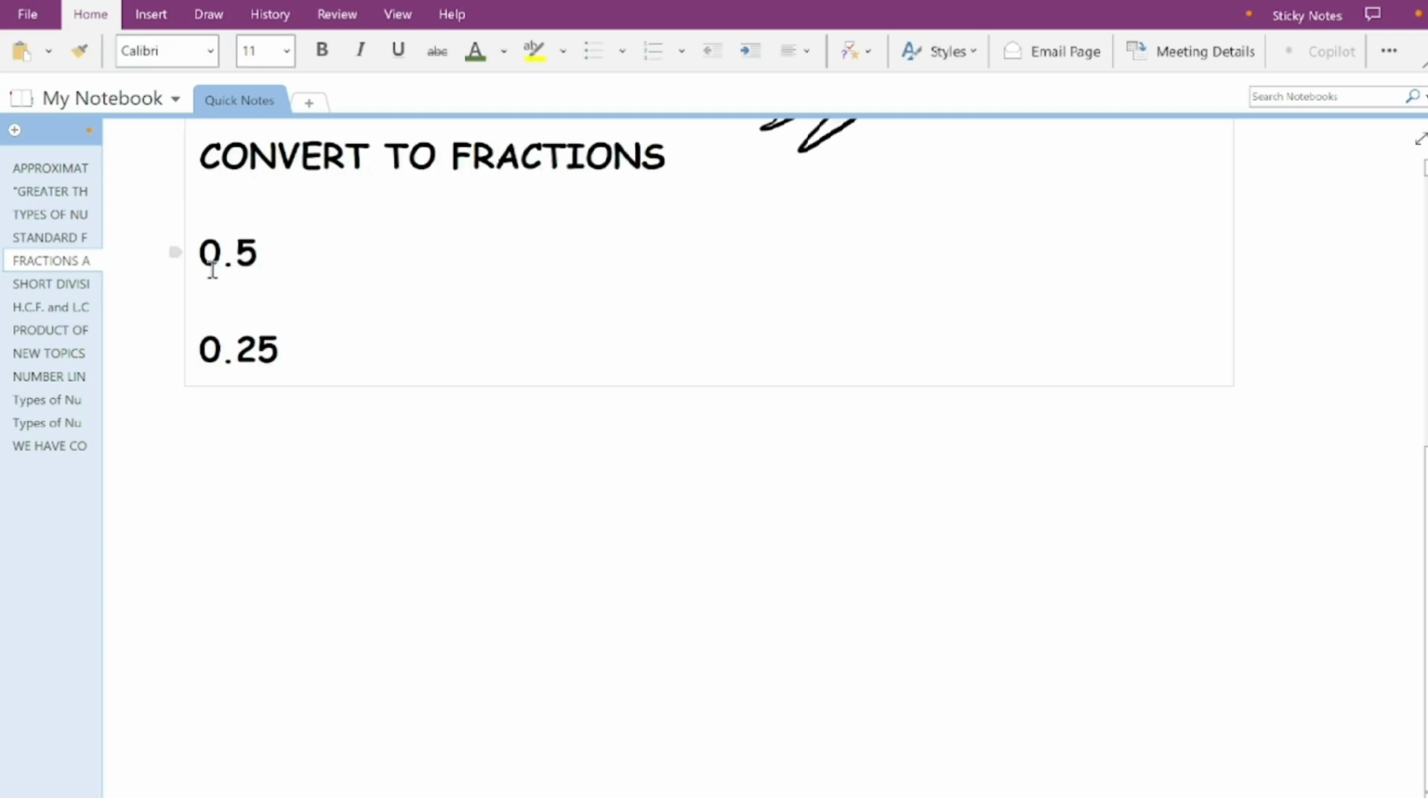Next is converting from decimals to fractions. We have 0.5. 0.5 in fraction is 5 over 10. All you have to do is just move this decimal from in front of this 5. If you move it once, it will be 10. If you move it 2 times, it will be 100. You keep adding zeros to the number of times you move it to the back of the last digit that forms the number. So we have this as 5 over 10.